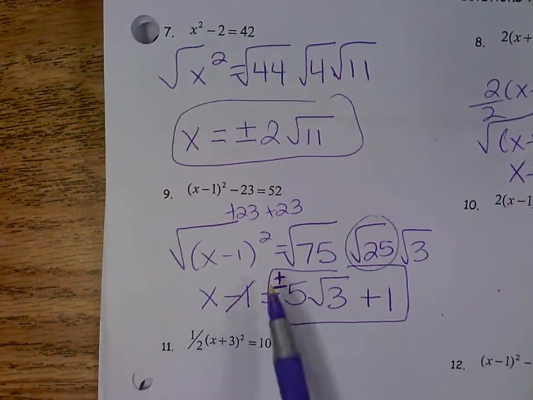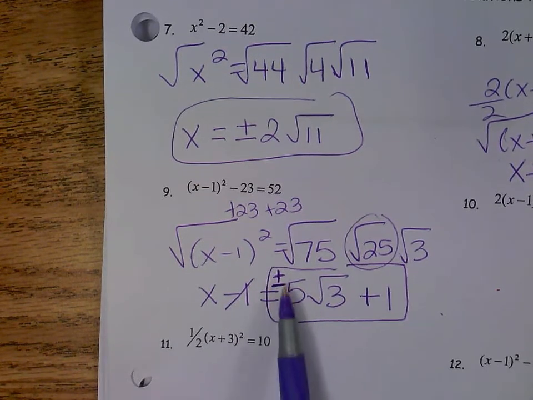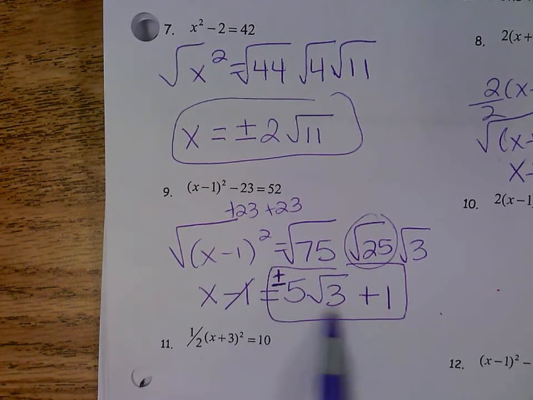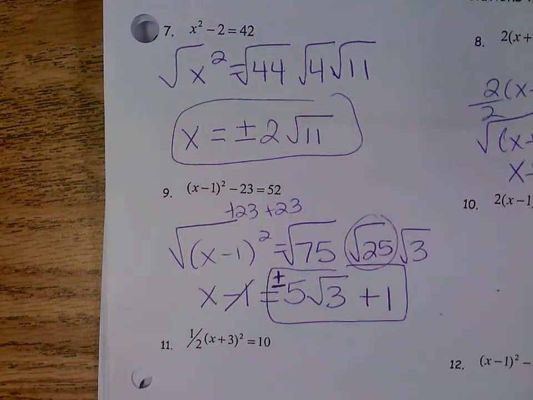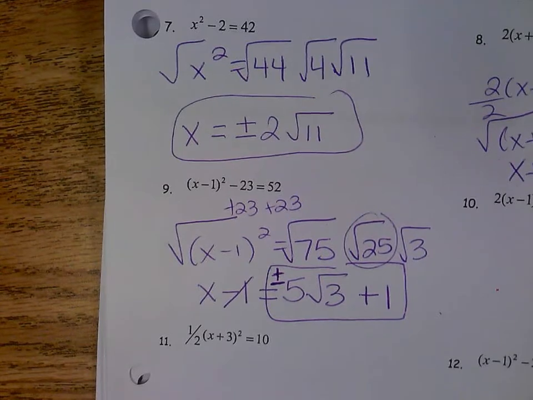So there's a lot in this question, right? You need a plus or minus sign. You need the 5 root 3 because that's the reduced radical, and you have to remember to add 1 to the other side. So it's going to take a little bit of practice.